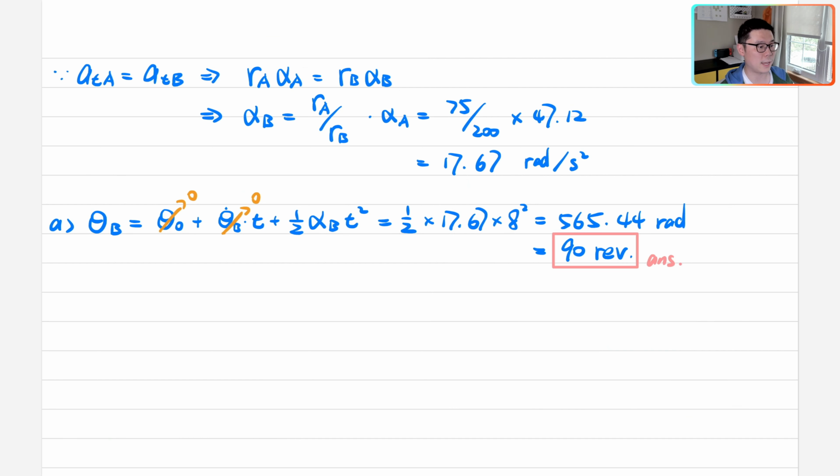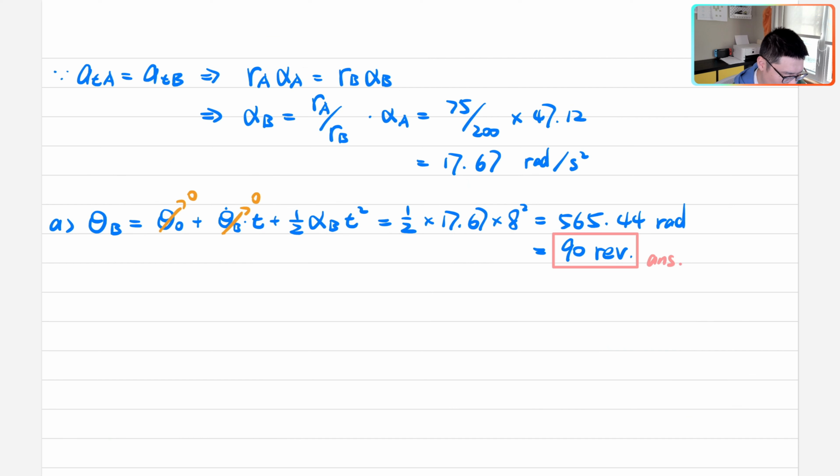Okay, this is our part A. And just a quick note on this, why are they 0? Well, because we start from rest. That means you don't have angular displacement at the beginning, and you don't have any angular velocity at the beginning because you start from rest. You start from 0. So you only have this part.